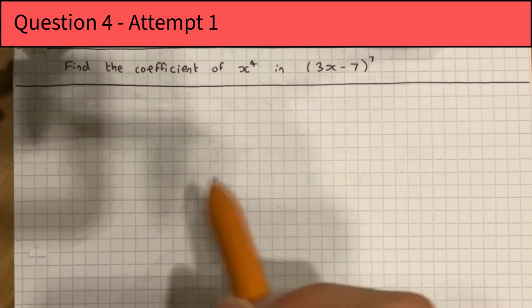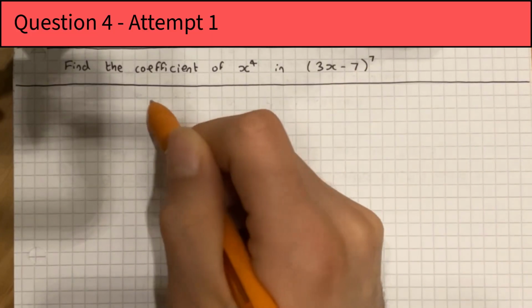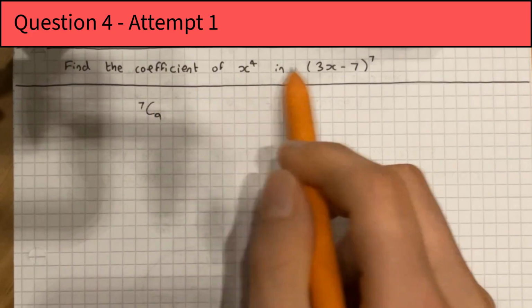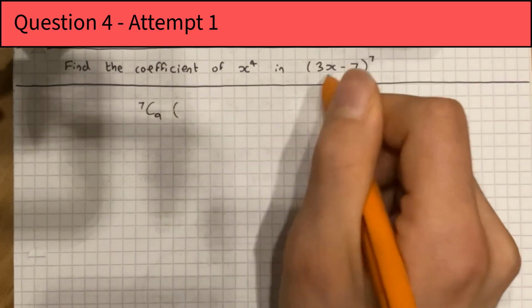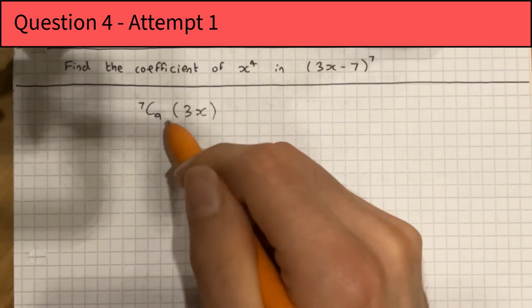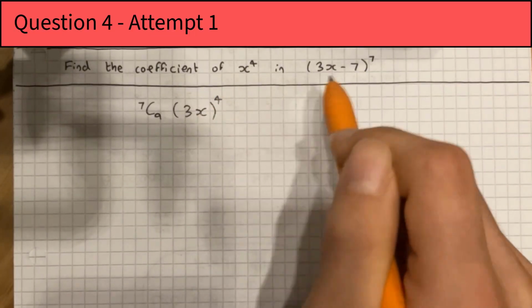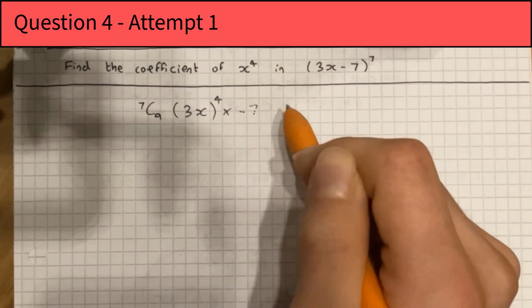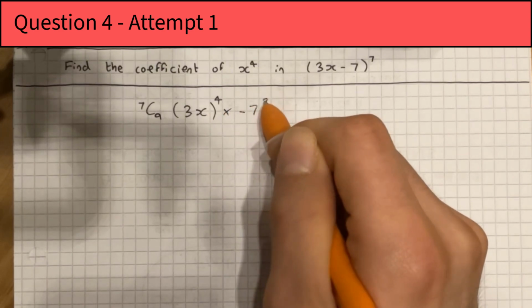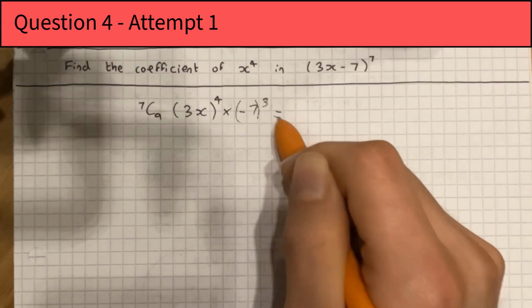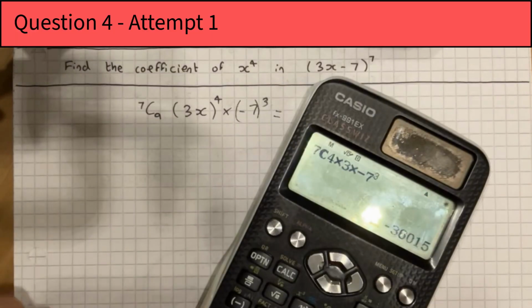In this expansion, I'm going to write down the choose function. So 7 choose, it should be choose 4 because it's x to the power of 4. Then I'm going to do 3x to the power of the same power, to the power of 4. And I'm going to do minus 7 to the power of 7 minus 4, which is 3. I'm going to try not to forget the brackets. And then I'm just going to put this in the calculator.